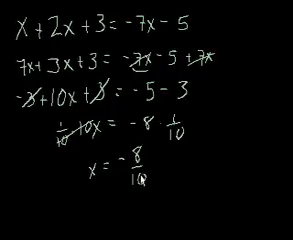And that can be reduced further. They both share the common factor 2. So you divide by 2. So it's minus 4 over 5. I think that's right, assuming that I didn't make any careless mistakes. Let's do another problem.